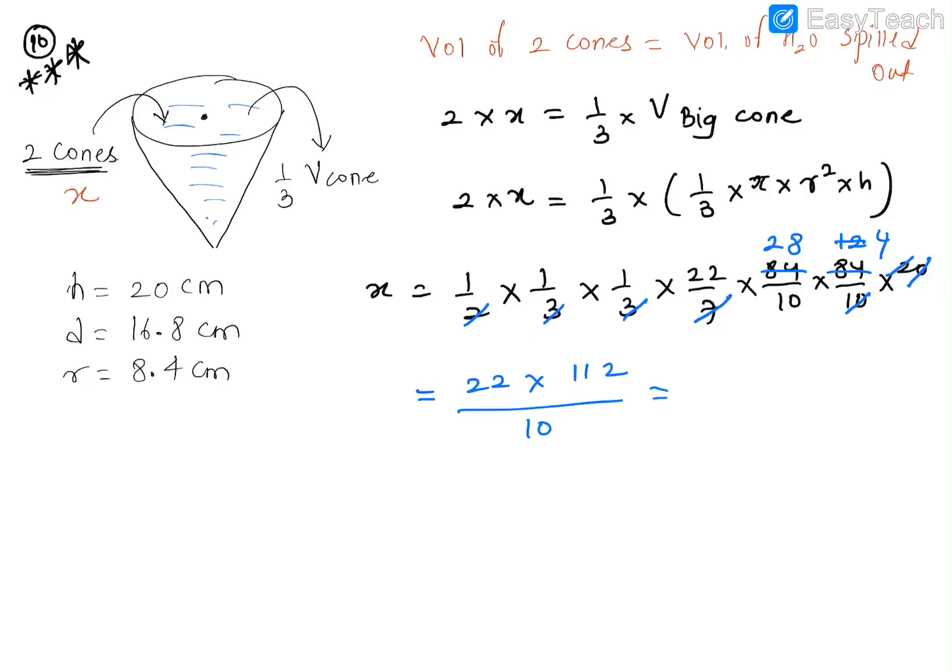So it will be 224 into 11 upon 10, which is 246.4. Okay, centimeter cube is the answer, because that's a volume. So this is the volume of each cone. Again, that's a 3 or 4 mark problem.